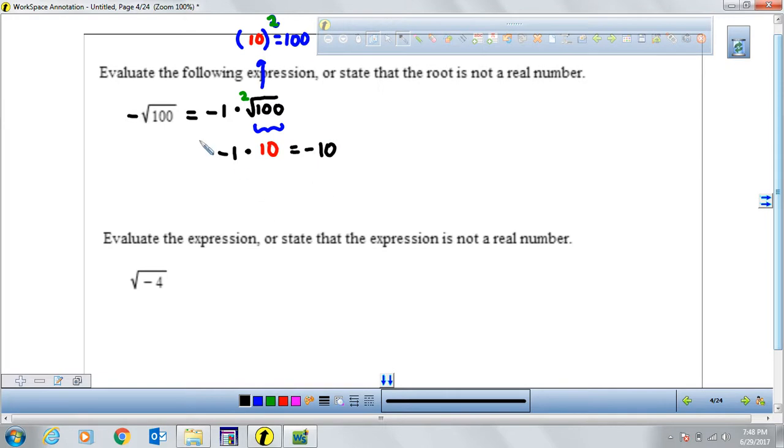So keep in mind, when I have a negative on the outside of the radical, all you're going to do is carry the negative in front of the radical at the end.